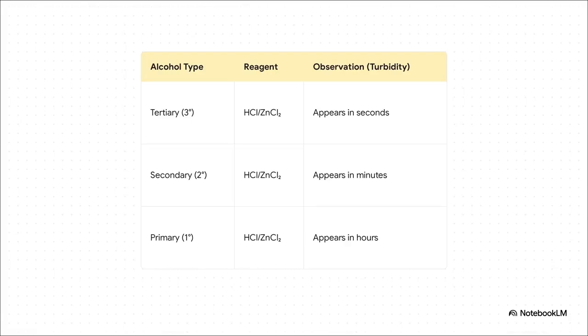And here's the kicker. The speed of that reaction tells you everything. A tertiary alcohol, it reacts almost instantly. Poof, cloudy in seconds. A secondary alcohol takes a few minutes, and a primary alcohol, you'll be waiting for hours, if it even reacts at all.